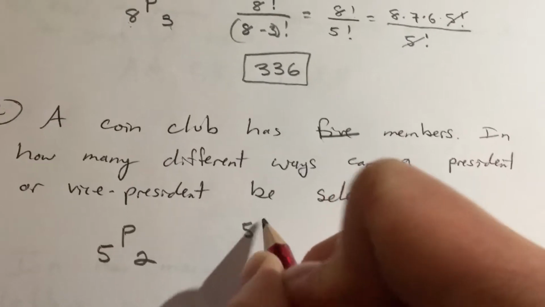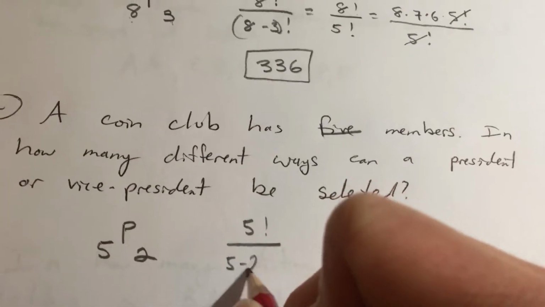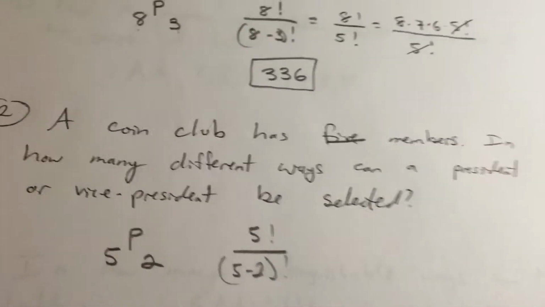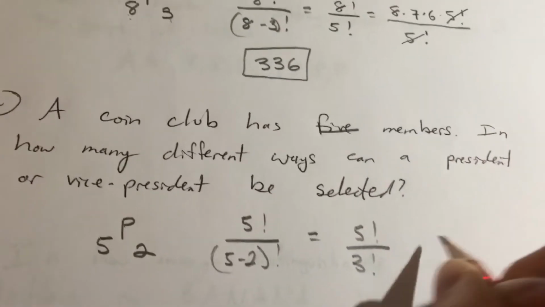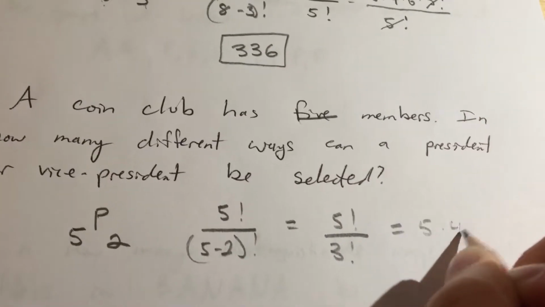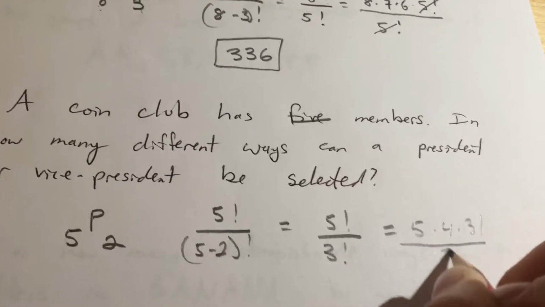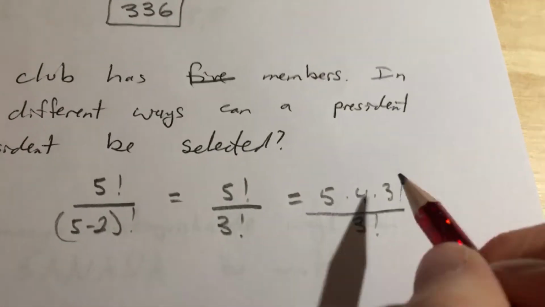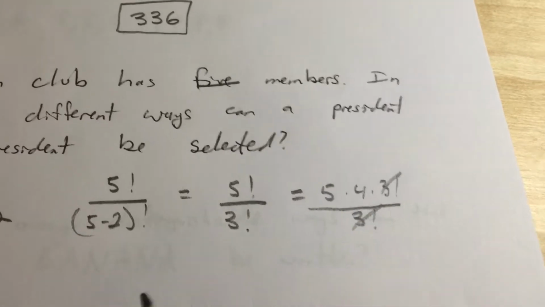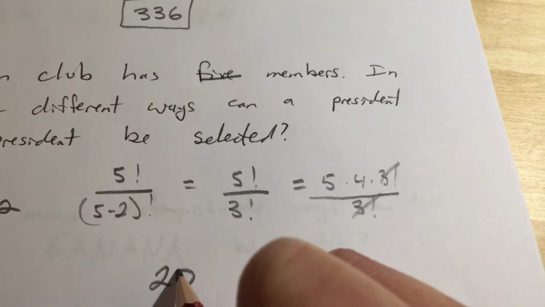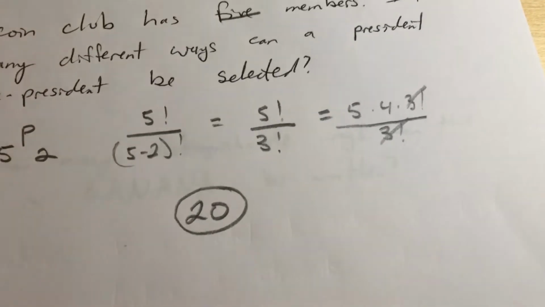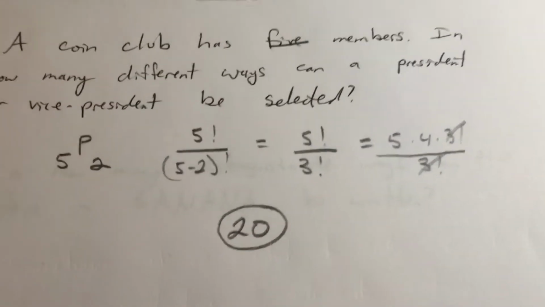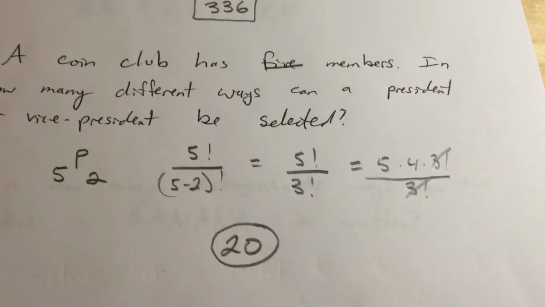So this will be 5 factorial all over 5 minus 2 in parentheses factorial. So 5 factorial all over 3 factorial. So 5 times 4 times 3, and the 3 factorials will cancel each other out. And 5 times 4 is going to leave you with 20. So there are 20 different ways that we can select a president or vice president.